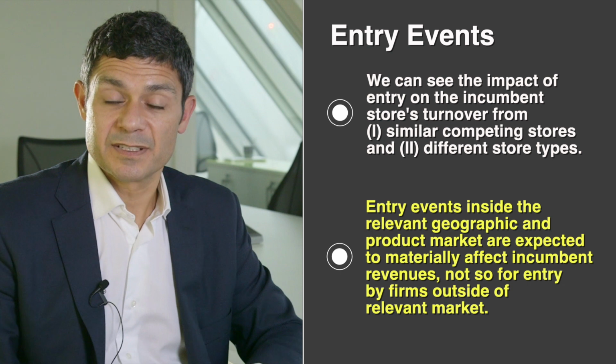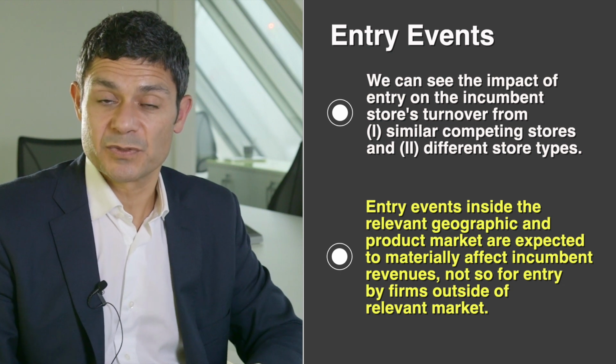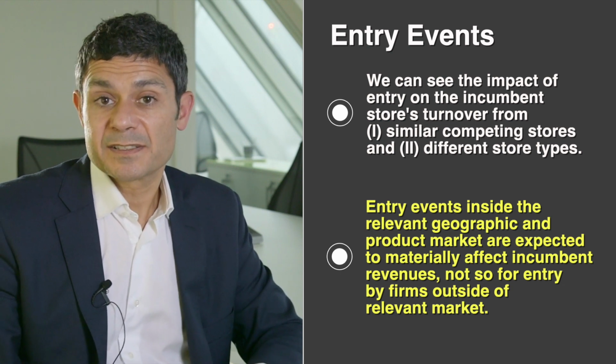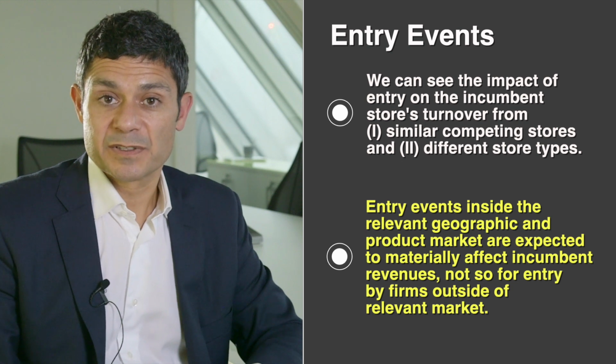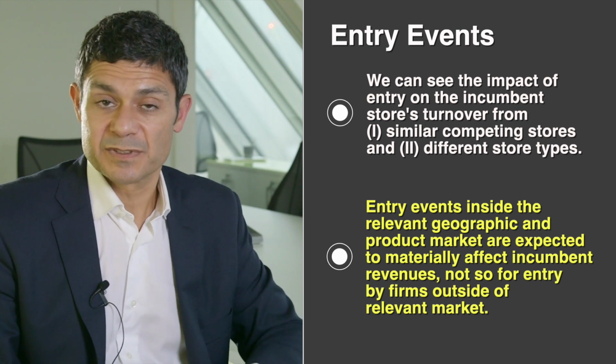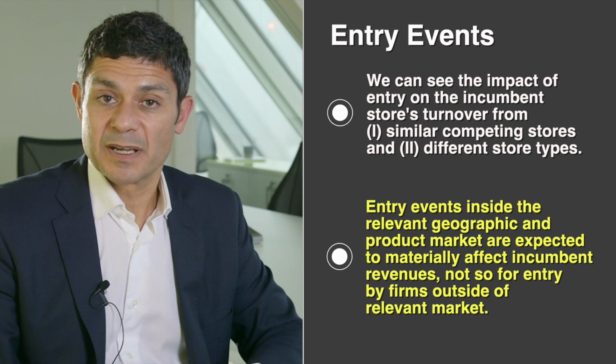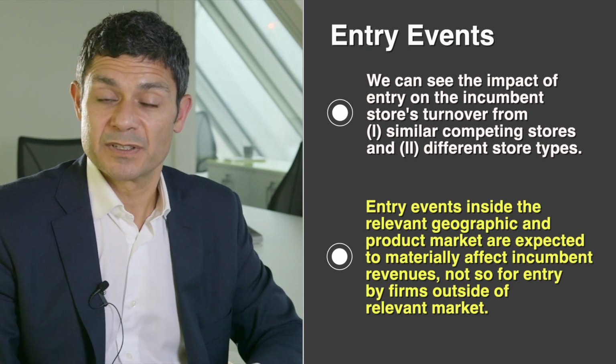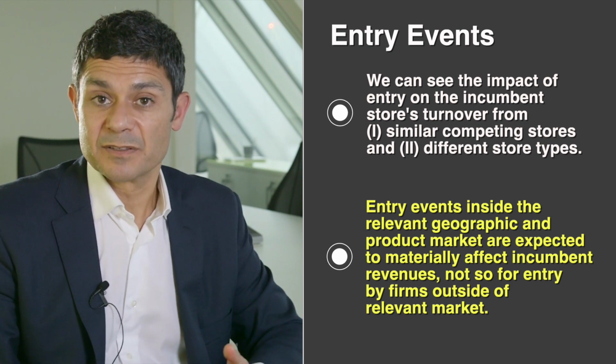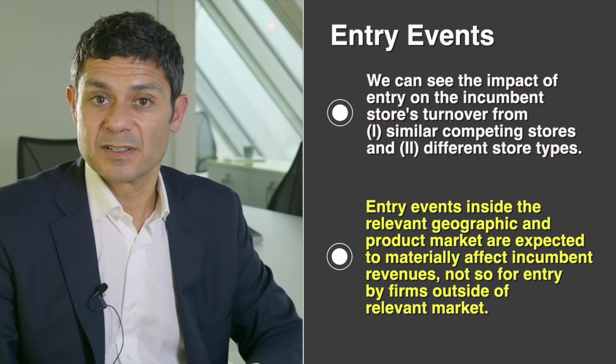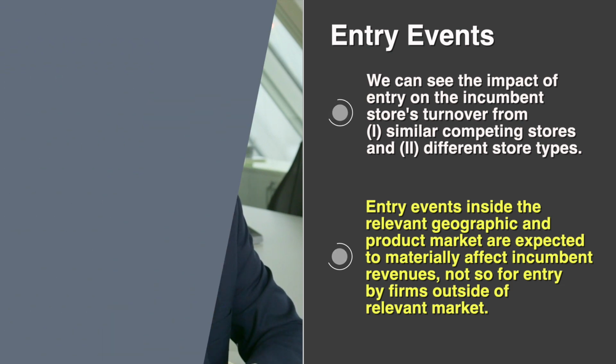We can also test the impact of entry by other types of stores. For example, a discount store or a store that focuses on premium customers, to see if, when they enter nearby, they also have a material impact on turnover. If so, they may be in the relevant market. If not, they're less likely to be in the relevant market.